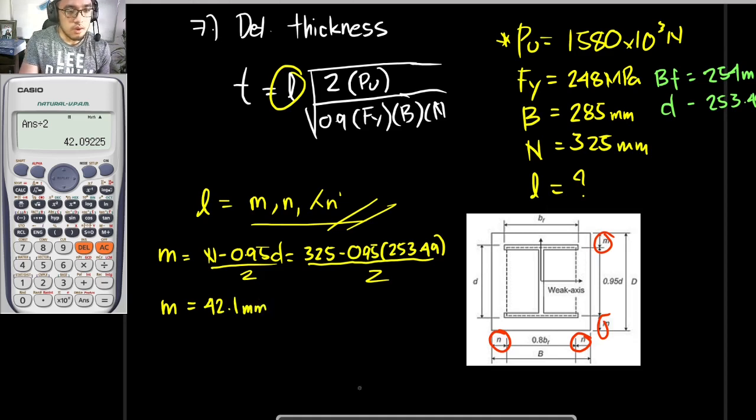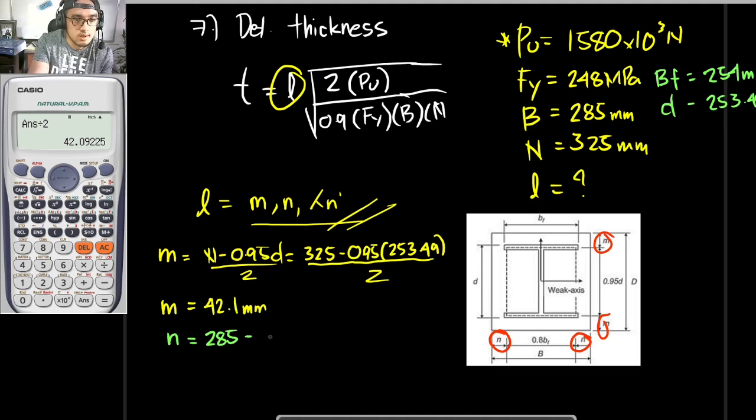So, ano ba yung mga competition nitong M na to? So, ito yung N din. So, as for our N, diretsahin ko na dito sa equation na yan. That is to be 0.8 ng ating, ano ba yung base natin? That is to be 285.